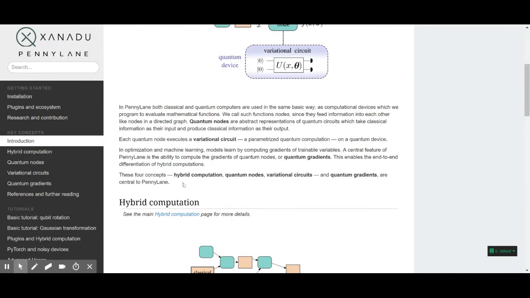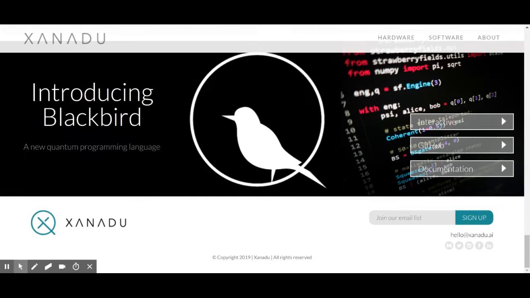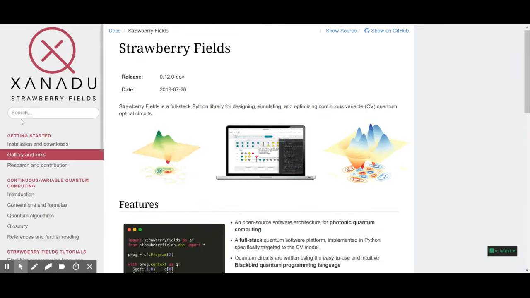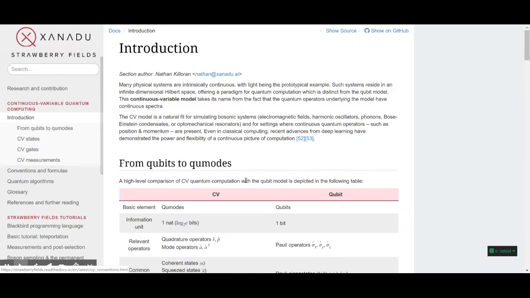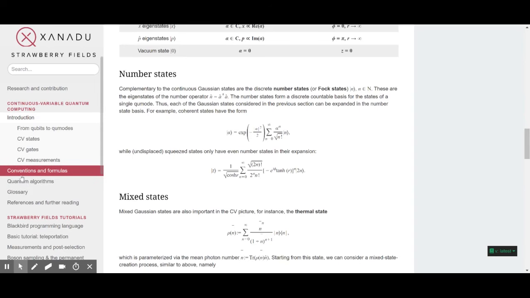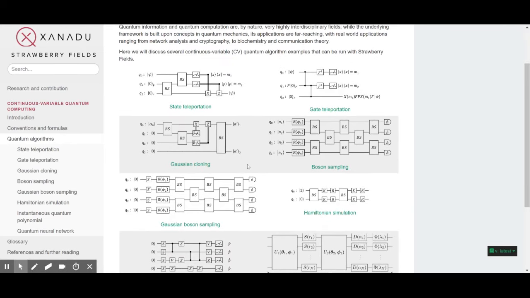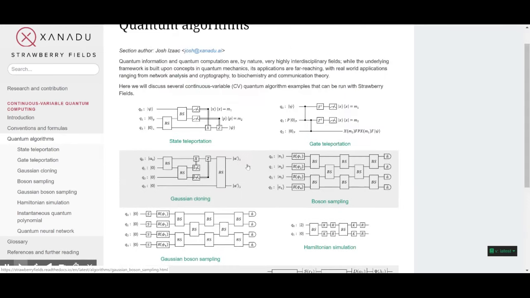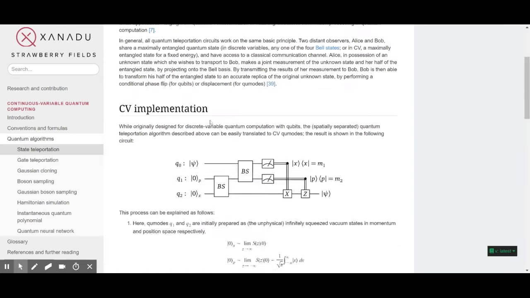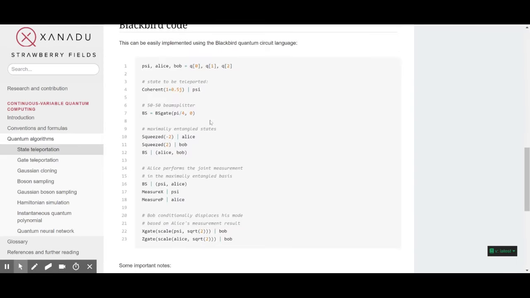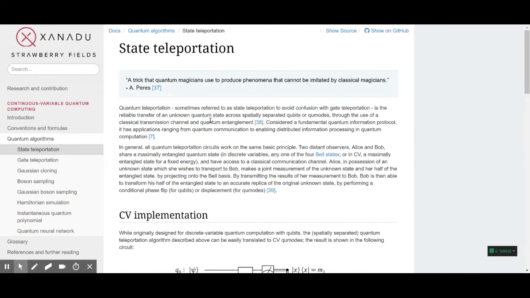Is it Xanadu doing both types as well? Seemed like. Okay, here's where I was. Introduction, and this is what I read. And so there are some quantum algorithms in here. Exactly. State teleportation, gate teleportation, Gaussian cloning. I'll probably go with state teleportation because maybe it's similar. There's also another example. Maybe I'll do that. I'll do state teleportation here, and I'll try to compare that with the discrete quantum computing version of qubit teleportation, and see if that makes kind of sense as well.